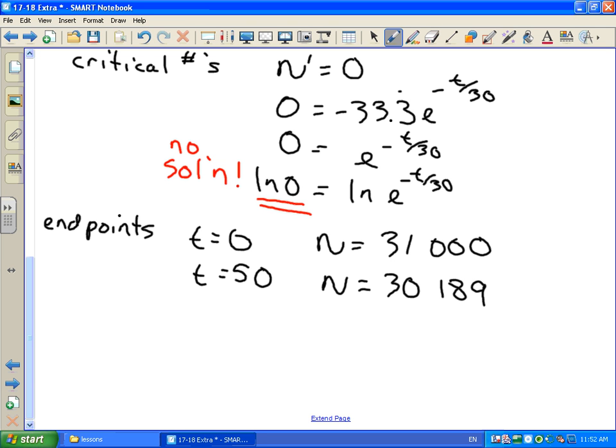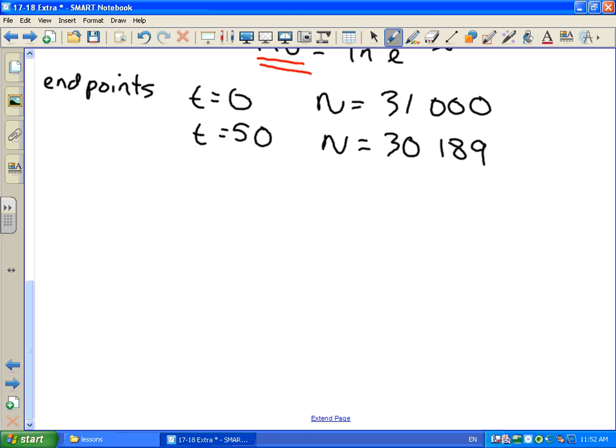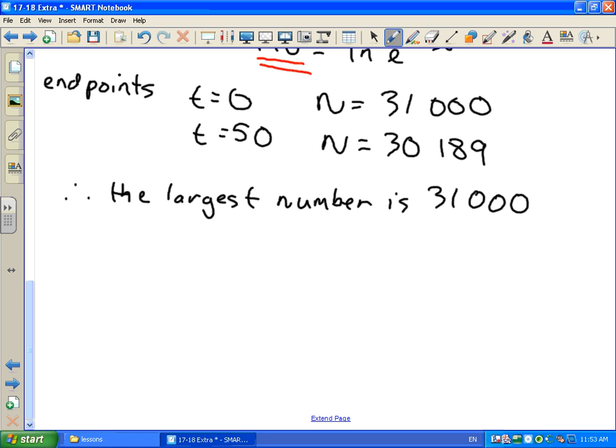Okay. So what is the question asking us? Well, it was asking us what is the largest number of bacteria in the culture in the first 50 hours. The largest number, we can just see from comparing these two numbers. What is the largest number? The largest number is 31,000 bacteria. Okay. Now, where did that maximum occur? It occurred at t equals 0, which is the start of our domain. Why does it make sense that it occurred right at the beginning? It's a declining rate.